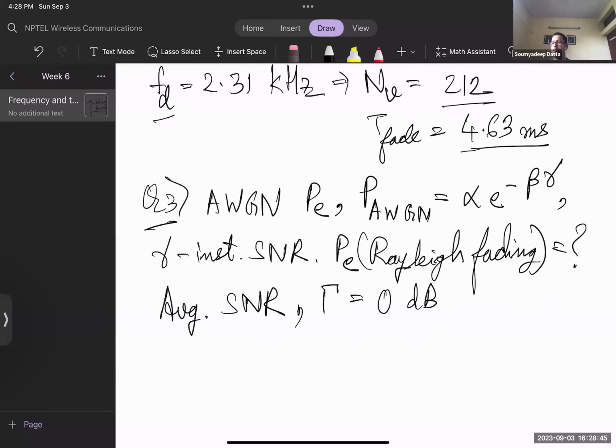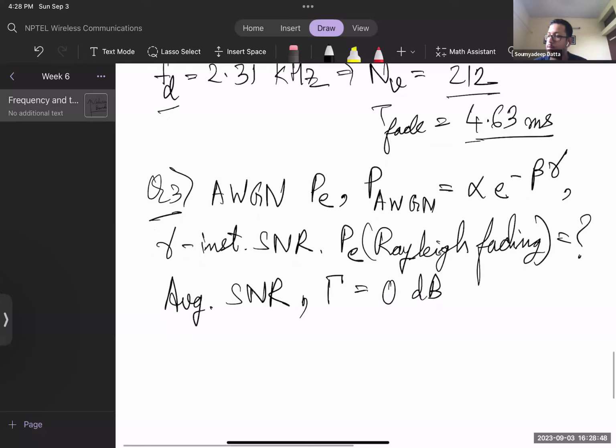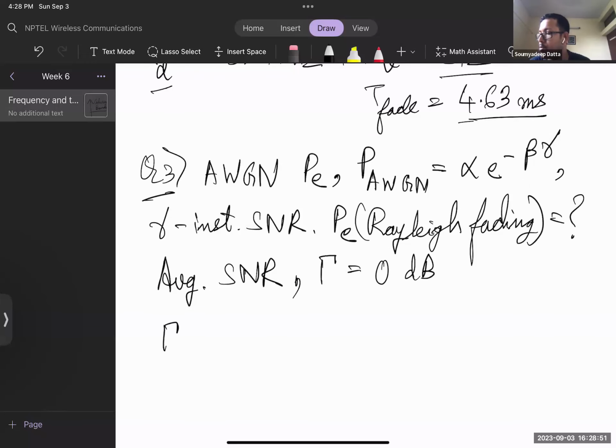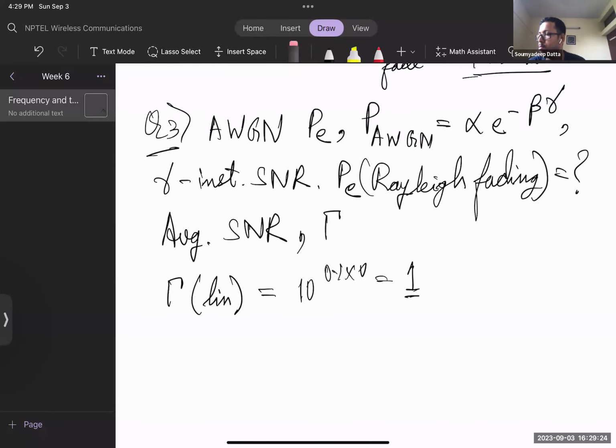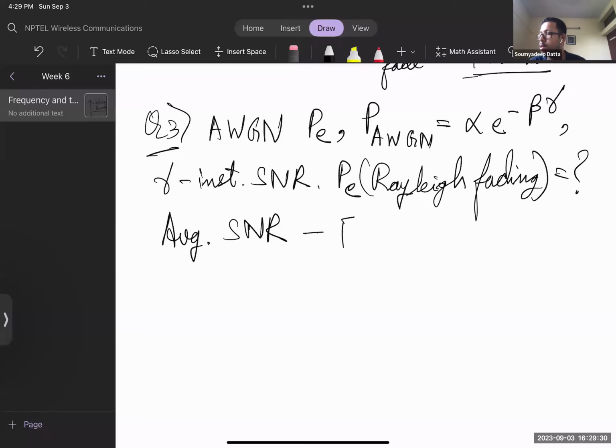So, how do we compute this kind of thing? Whenever there is dB, typically the first step is to compute it in linear scale. In linear scale, 0 dB is nothing but 10 to the power 0.0, which is 1. This is SNR, so it's a ratio. So gamma is 1. Actually let's just write a general formula. You are told that the average SNR is capital gamma dB.